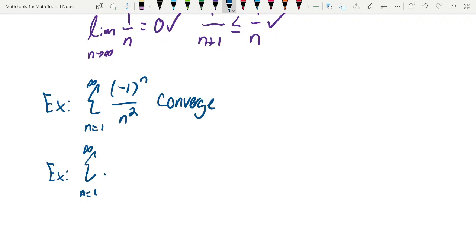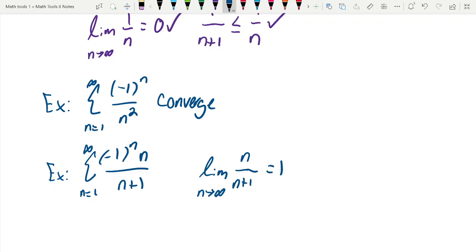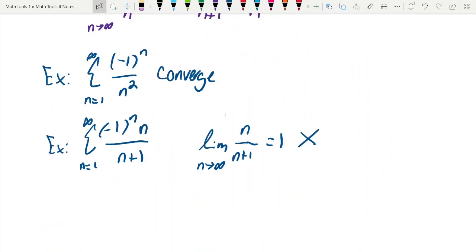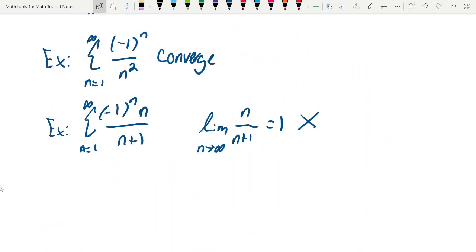Now the sum from n equals 1 to infinity of -1 to the n times n over n plus 1. Okay, so now this one's going to fail that first condition, right? The limit as n goes to infinity of n over n plus 1 is equal to 1. So we can't say that it doesn't converge. It means that according to this test, it fails, so this test didn't give us anything. It doesn't say otherwise it diverges. We can't even apply the test at all, basically.